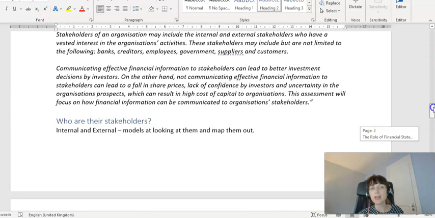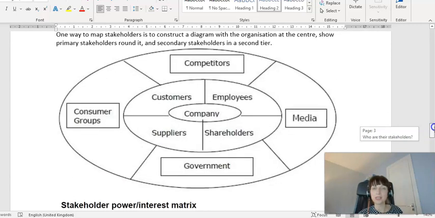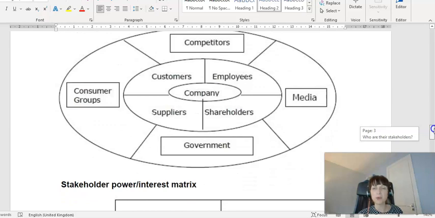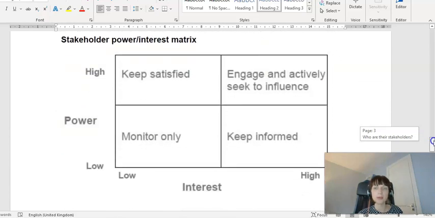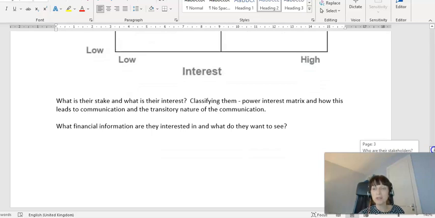You've got a bit there to look at, and I think you really need to immerse yourself in that fact sheet, but also look at different sources. You can get a variety of academic sources to support these models, because you'll find them quite easily on Bibliu in different books. What we're interested in is their stake in the business and their interest, and we want to classify them, because that's really useful for communicating with them. We want to understand where they're coming from. So what financial information are they interested in, and what results are they looking for?